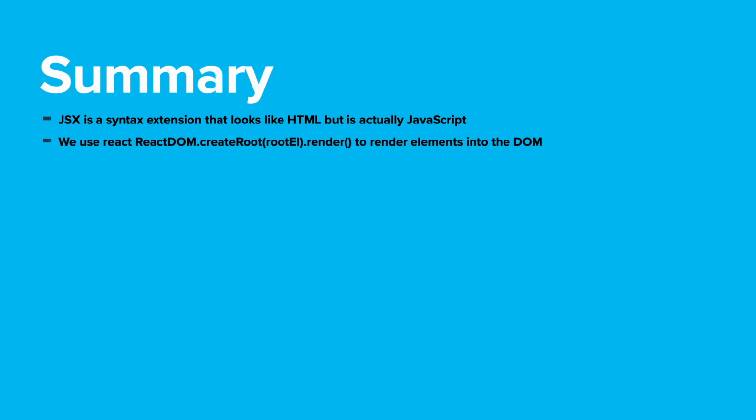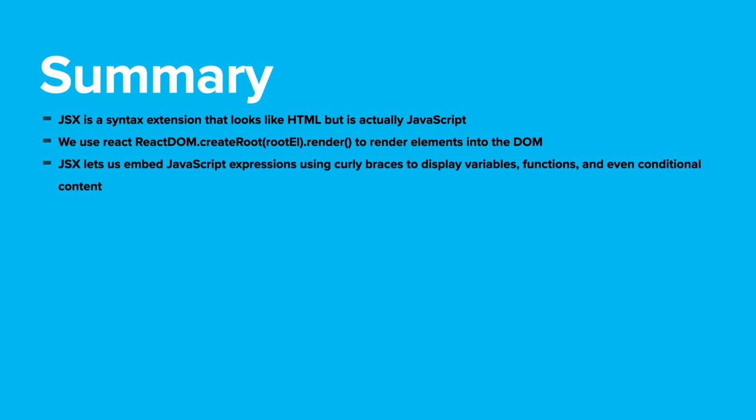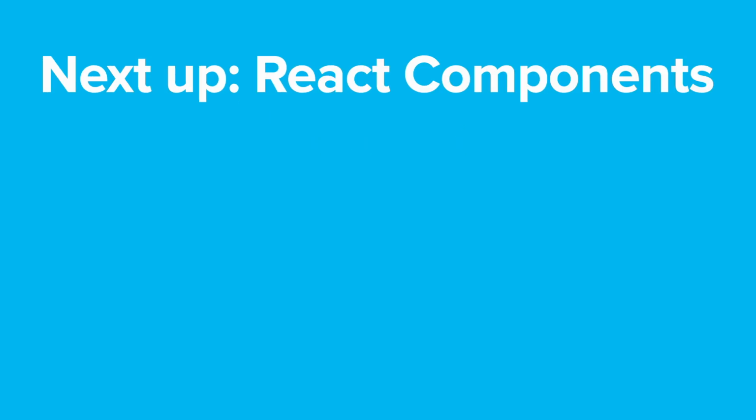To summarize, JSX is a syntax extension that looks like HTML but is actually JavaScript. It allows us to write UI elements in a more readable way while keeping the full power of JavaScript. We use the ReactDOM.createRoot.render function to efficiently render elements into the DOM. Unlike traditional JavaScript, React updates only the necessary parts of the page, making it more efficient. JSX lets us embed JavaScript expressions using curly braces, which means we can dynamically display data, call functions, and even use conditional rendering.